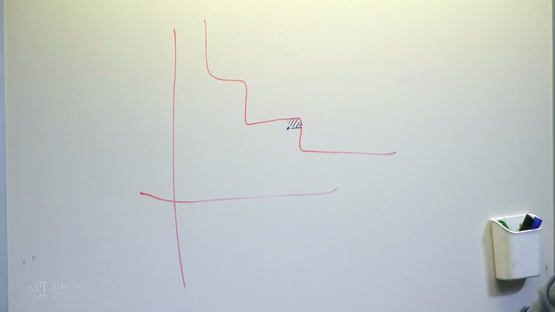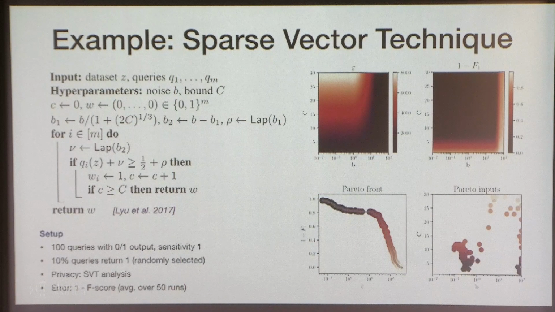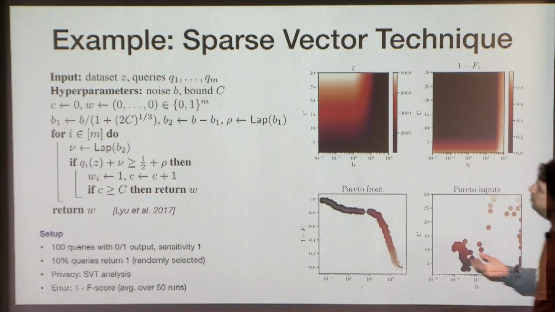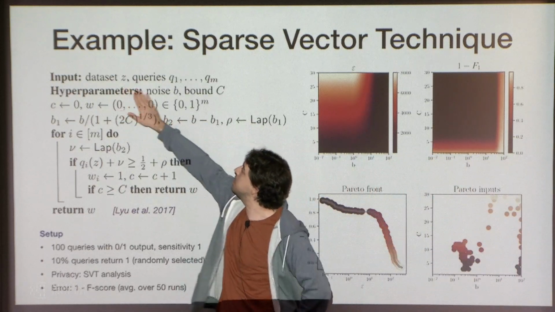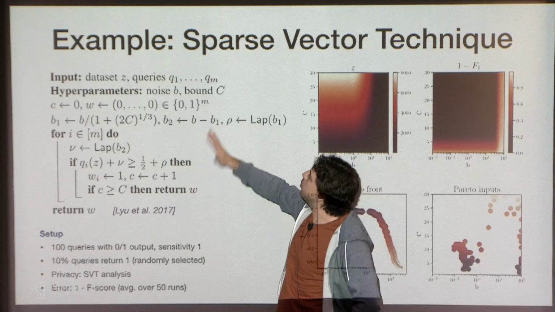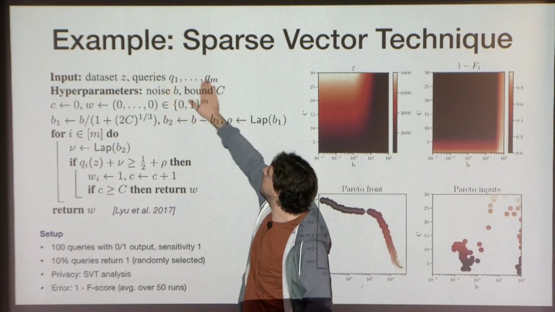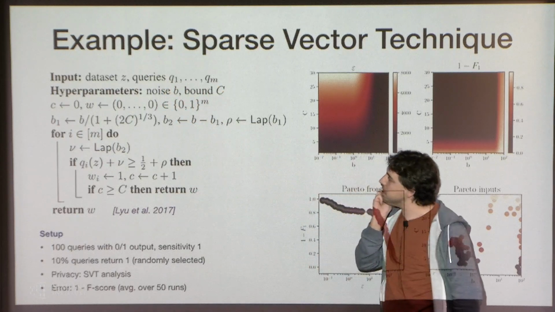So let's see an example where the Pareto front is not convex again. We wanted to have something that's kind of the simplest example where we can illustrate what's going on. So we modified the sparse vector technique a little bit, so it just has two hyperparameters. Here we have a sparse vector technique that's going to take a data set Z. It's more of a batch type SVT, so we're going to receive M queries.